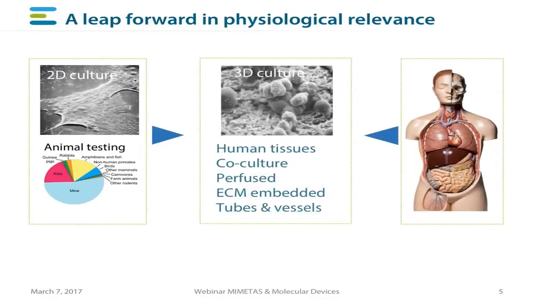So what we need is a model which is in the middle, that encompasses 3D cell culture, that uses human cells and tissues that are co-cultured, allowing the cells to interact and to create organ and tissue functions. These 3D models should be perfused, for example with an artificial blood flow. They should contain tubes and vessels, and the cells should be embedded in an extracellular matrix, mimicking the physiological environment of cells in normal human tissues.